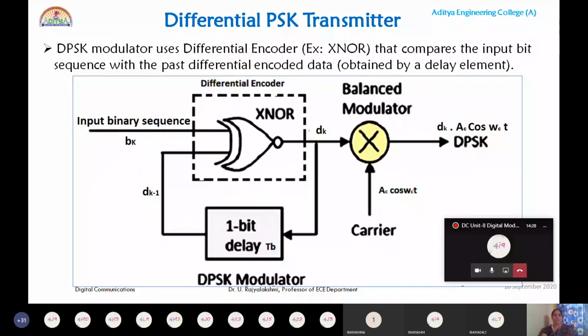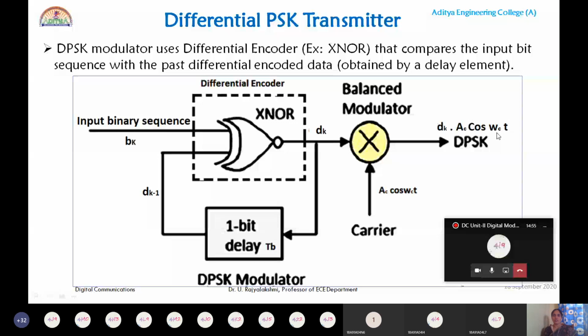Okay, so this is about our transmitter section. Now the unipolar signal obtained from the differential encoder is applied to the product modulator. This product modulator multiplies DK with the carrier component. Carrier is AC cos omega CT and DK is the unipolar signal obtained from the differential encoder. Both are multiplied to generate DK into AC cos omega CT. So this is our general form of DPSK signal.